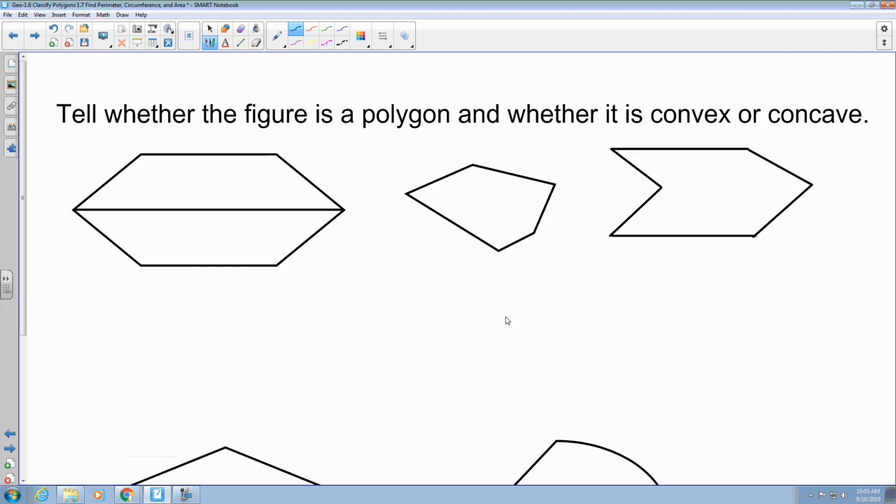So here, they want us to tell whether it is a polygon, and if it is, they want to know if it's convex or concave. If it's not, we just say it's not a polygon. If it is a polygon, they want you to illustrate if it's convex or concave. So let's call the first one A. Looking at this first one here, this one is not a polygon. The reasoning would be intersection of the interior.